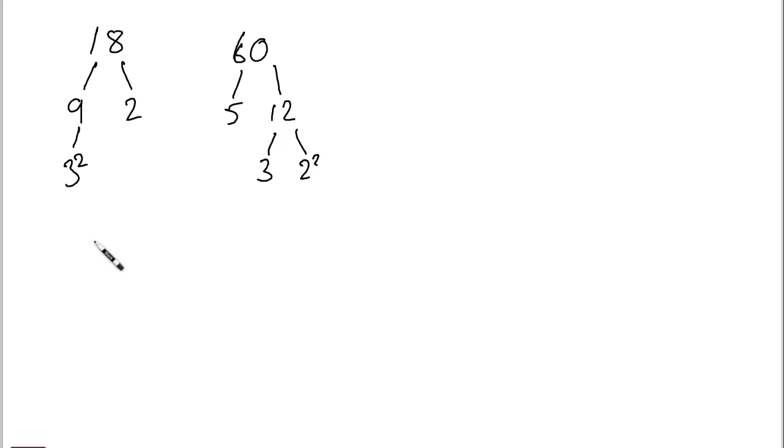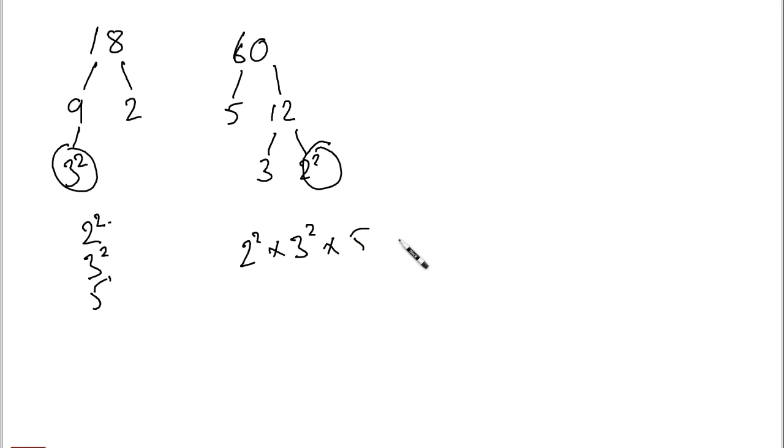So what primes have I got here? I've got some 2s, I've got some 3s, and I've got a 5. The highest power of 2 is this 2 squared over here. The highest power of 3 is this 3 squared in here. The highest power of 5 is just the simple 5 to the 1. So the lowest common multiple of 18 and 60 is 2 squared times 3 squared times 5, which is 180. So you can see this system works quite nicely.